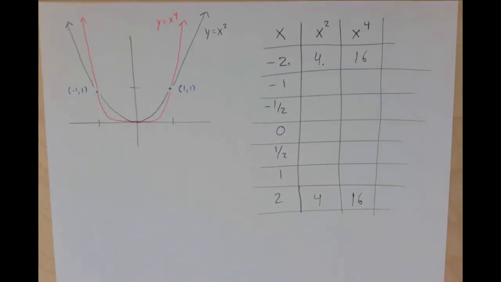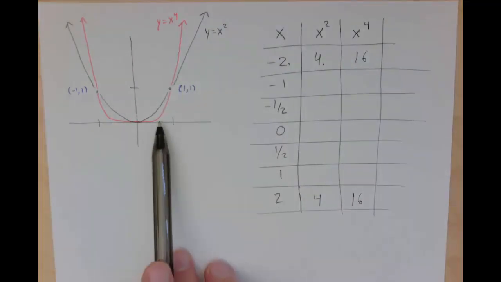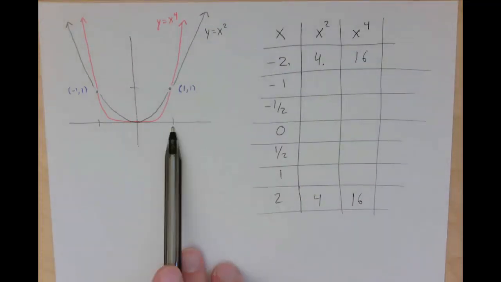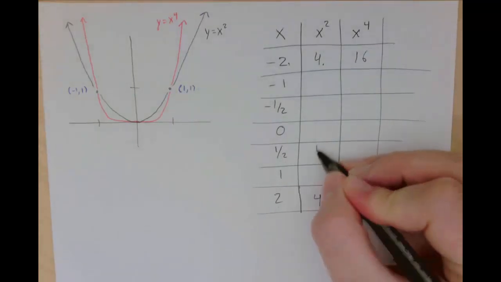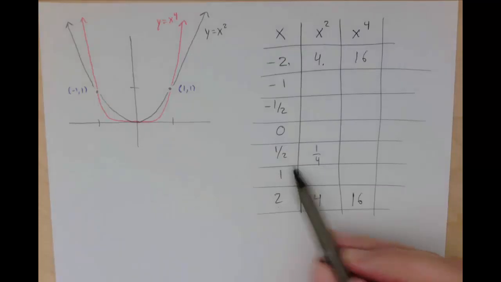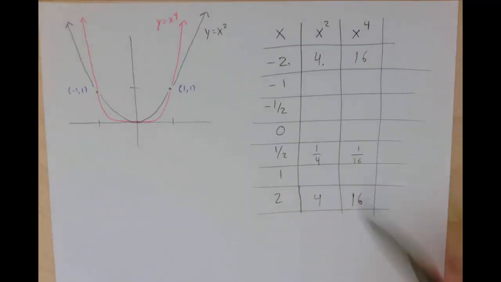What may be less clear is, why is the larger exponent graph actually smaller in the interval from 0 to 1? Let's again do it with an example. So 1/2 times 1/2 is 1/4. But 1/2 times itself 4 times is 1/16, which is a smaller number.